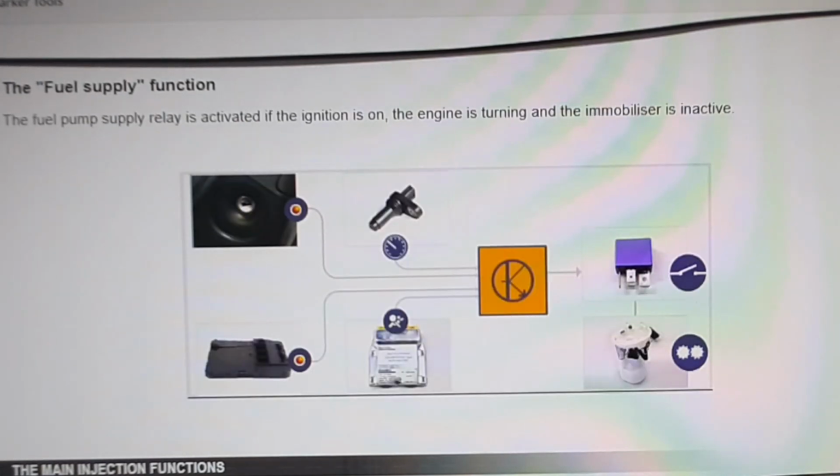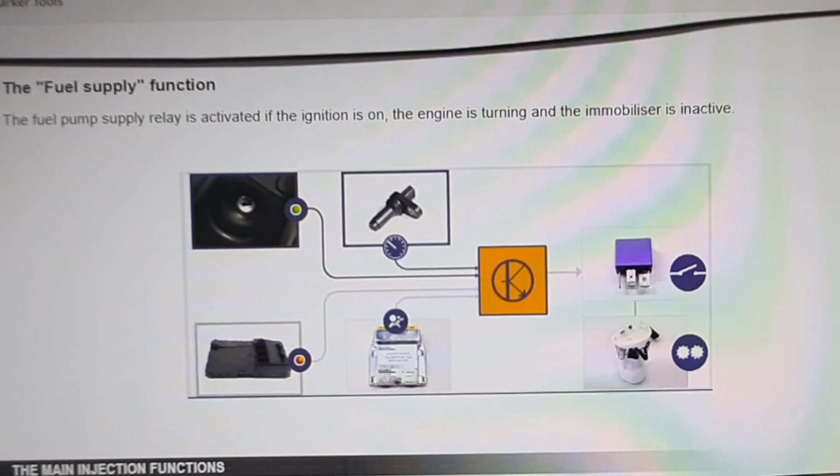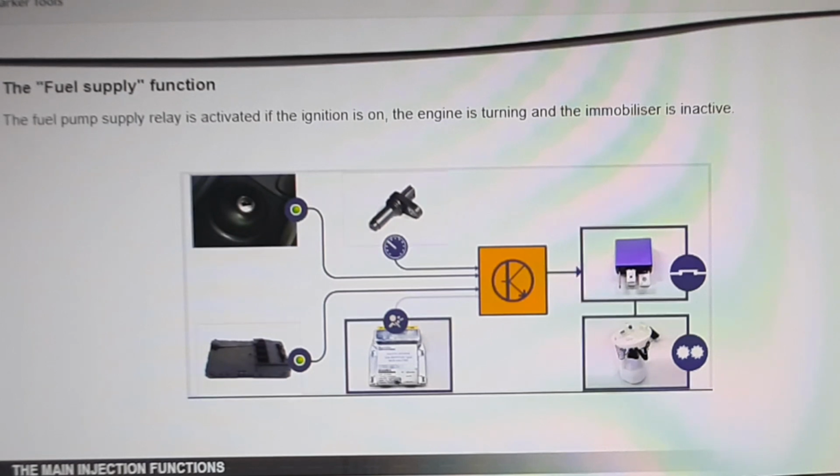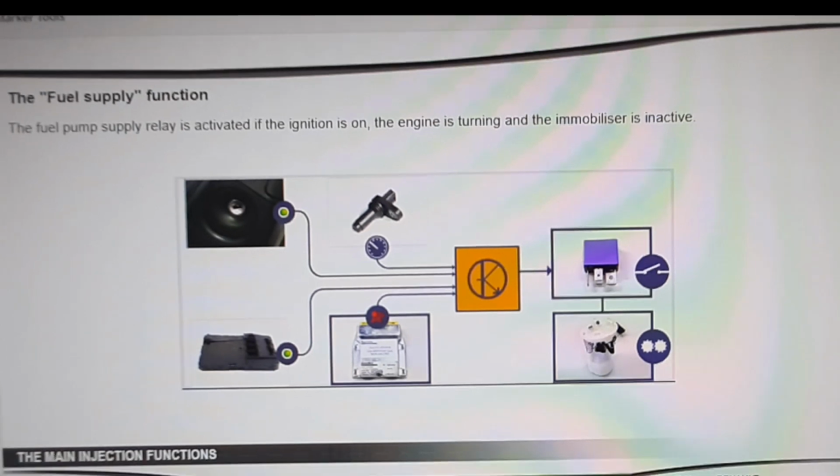The fuel pump supply relay is activated when the following conditions are all met: the ignition is turned on, the engine is turning, and the immobilizer is inactive. In the event of an impact, the airbag computer sends a signal to the injection computer, which cuts the fuel supply.